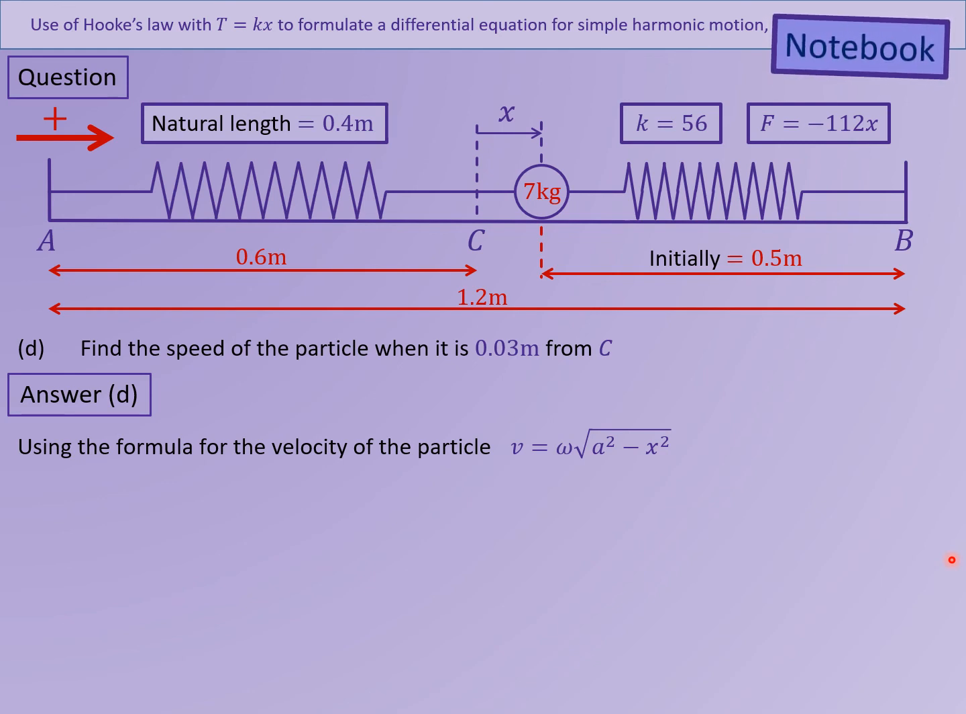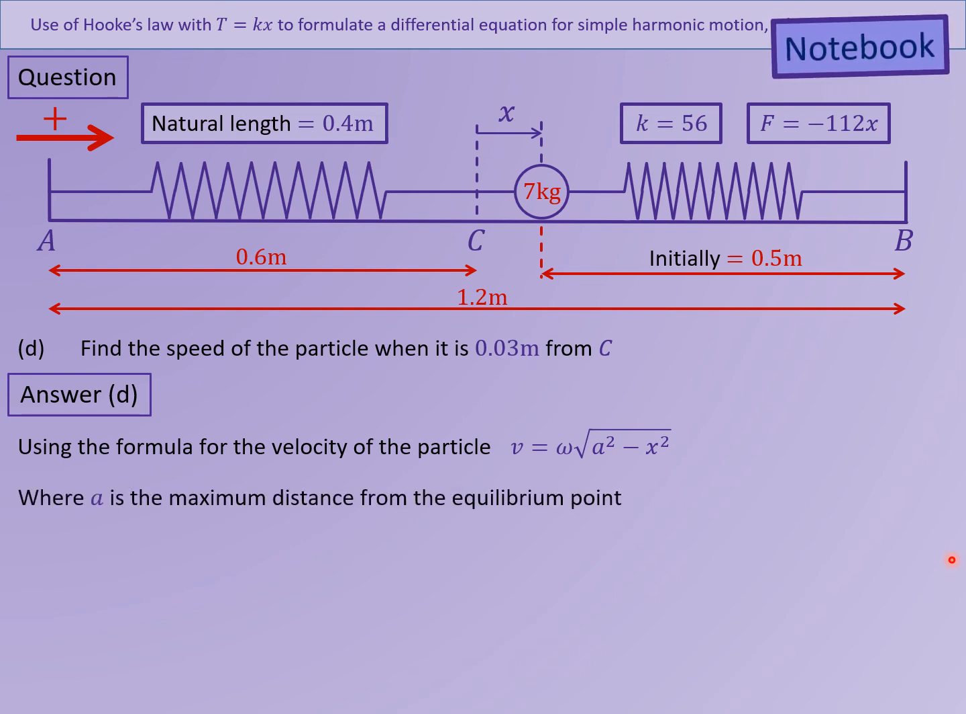We can substitute in the bits we know. Find the speed of the particle when it is 0.3 meters from C. So the a value is its maximum distance from its equilibrium point. Now you might be thinking I haven't been given that, but you go back to your drawing. Initially it was 0.5 meters. Don't put your initial value in as 0.5, of course. The a value is its maximum distance from the equilibrium point. So its maximum distance is going to be 0.1. It's never going to get more than 0.1. It's always going to go between 0.1 and minus 0.1, and so on. Okay, so that's the a value.